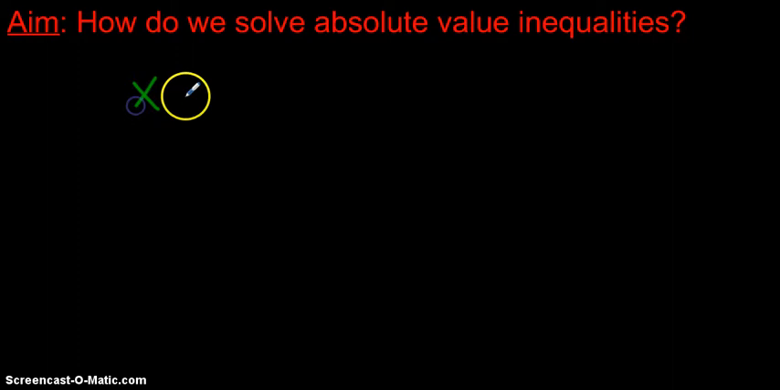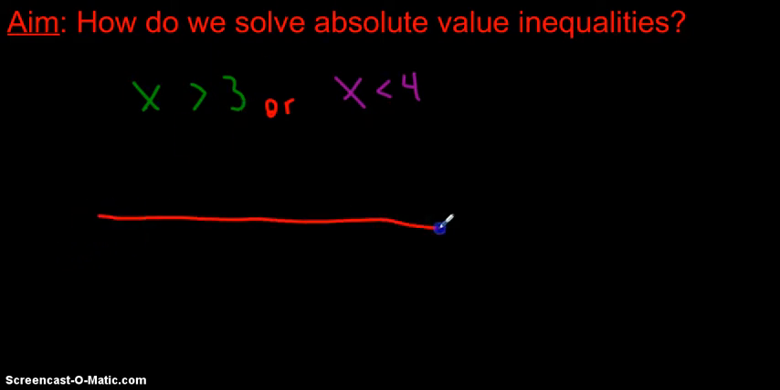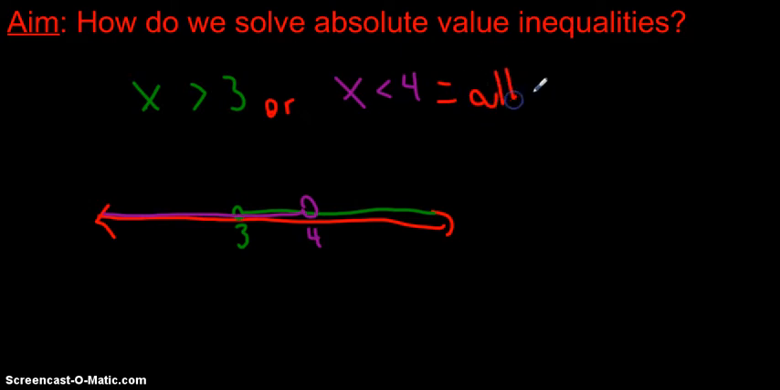Here we go. Let's say we had x is greater than 3, not and, or, right, x is greater than 3, or x is less than 4. Here's our number line. This is or, so we have to graph them both. X is greater than 3 says we graph that way. X is less than 4 says we graph this way. And since it's or, it's what numbers make either of these true. And if you look closely, you'll notice that this is the same thing as saying all real numbers.